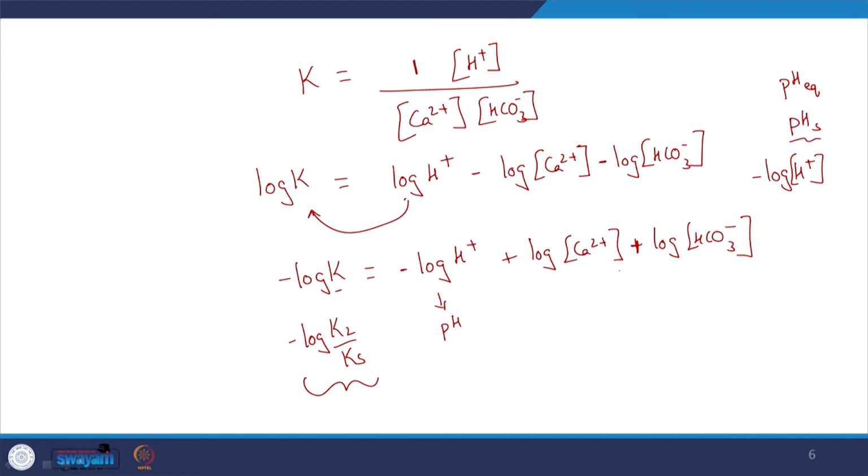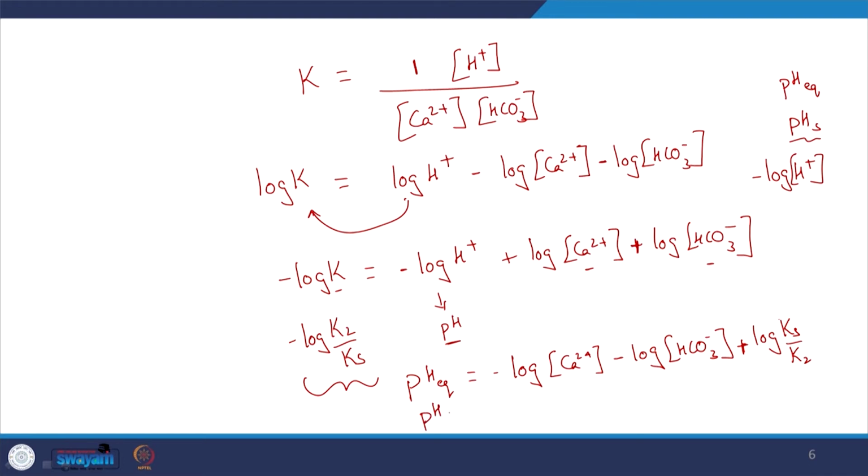And thus, what does this give me? For a given calcium concentration and given alkalinity or carbonate concentration, I will now be able to calculate the pH equilibrium, right? So pH equilibrium will be equal to minus log calcium, minus log HCO3 minus, and minus log K2 by Ks, right? So if I want to make it plus, I will say it's Ks by K2, right?